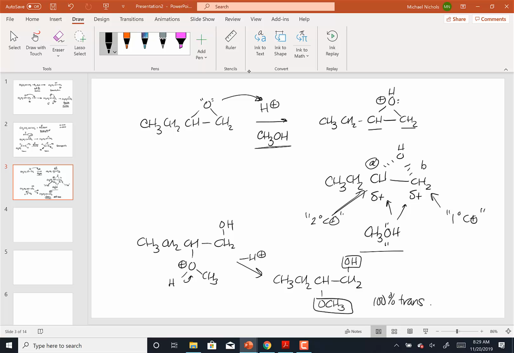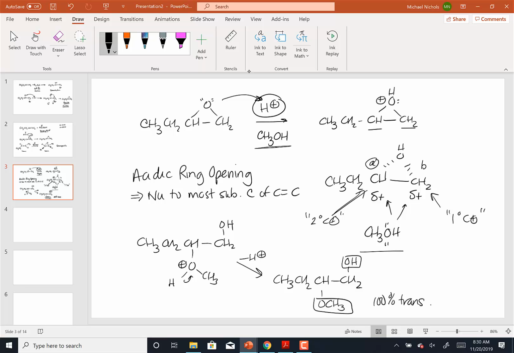So anytime we open up an epoxide, and that's what we're doing, we're opening it up. Anytime we open it up under acidic conditions, so whenever we do acidic epoxide ring opening, then we're always going to end up adding the nucleophile to the most substituted carbon of this carbon-carbon double bond. That's the rule.